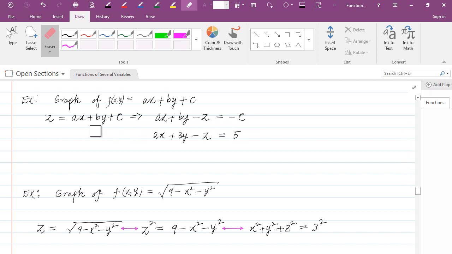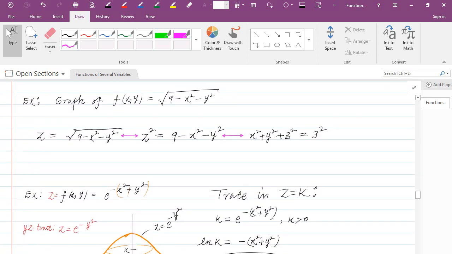So we see that the graph of this function would be a plane which is perpendicular to the vector a, b, minus 1. If I take a, b to be 2 and 3 and c to be 5, I guess I'm taking c to be negative 5, then the graph of f would be the same as the graph of this equation here, and in that case you see that we get a plane which is perpendicular to the vector 2, 3, negative 1.